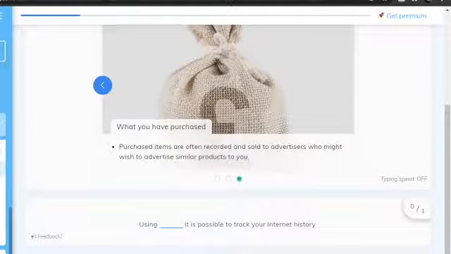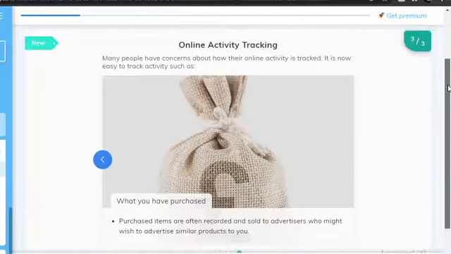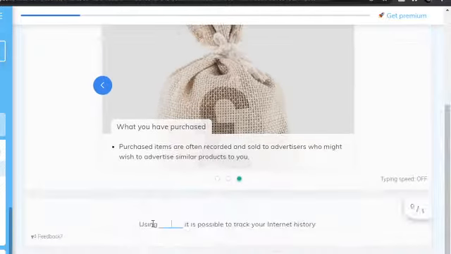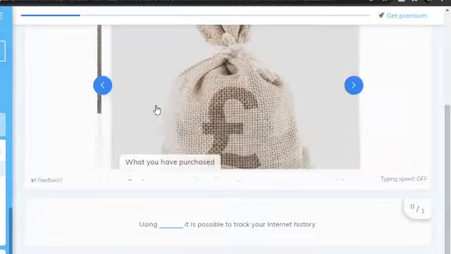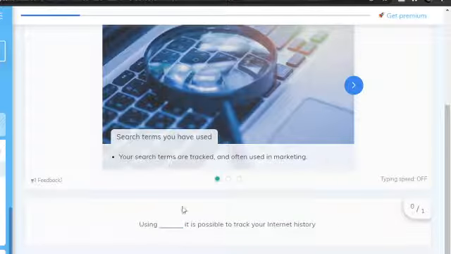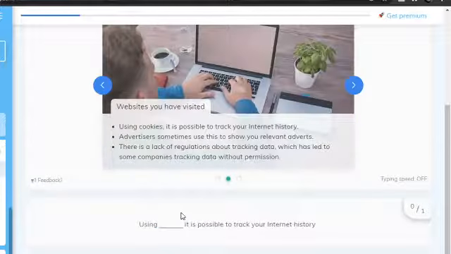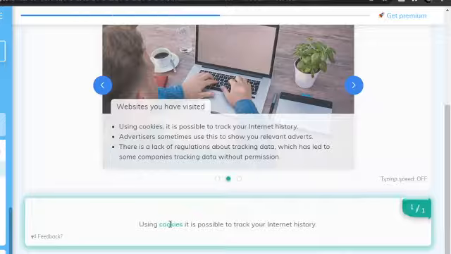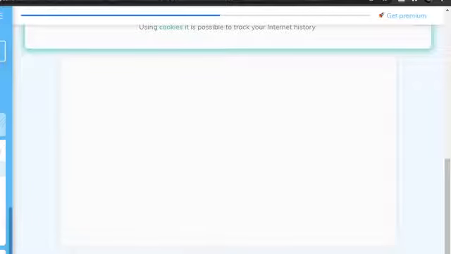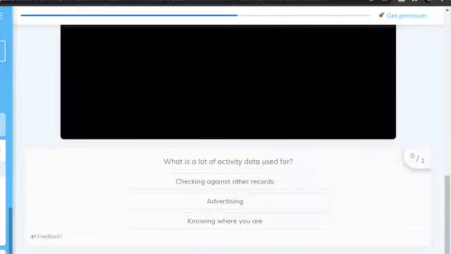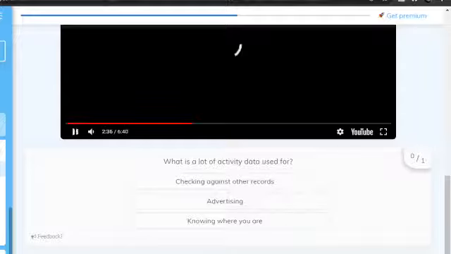It's possible to track your internet history using software, your search terms, and cookies. Cookies basically show people and ISPs what you've been on.